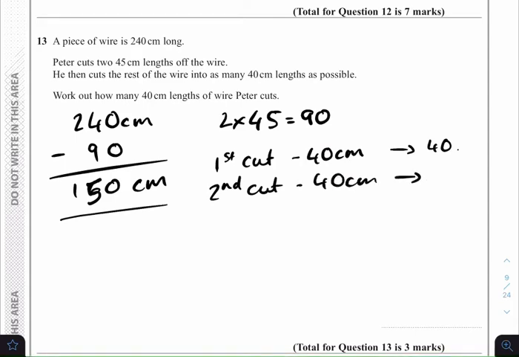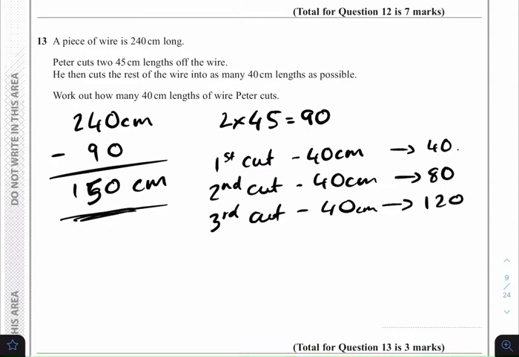Now cumulatively that is going to be 80, because we've got the 40 from before, and now we've done the second cut of 40. So we've cut 80 centimeters of the 150 that we're looking to cut into. Third cut, that's going to be another 40, and that is now running us up to 120. So we're getting closer and closer to the total length of this wire that we've got available to cut from.